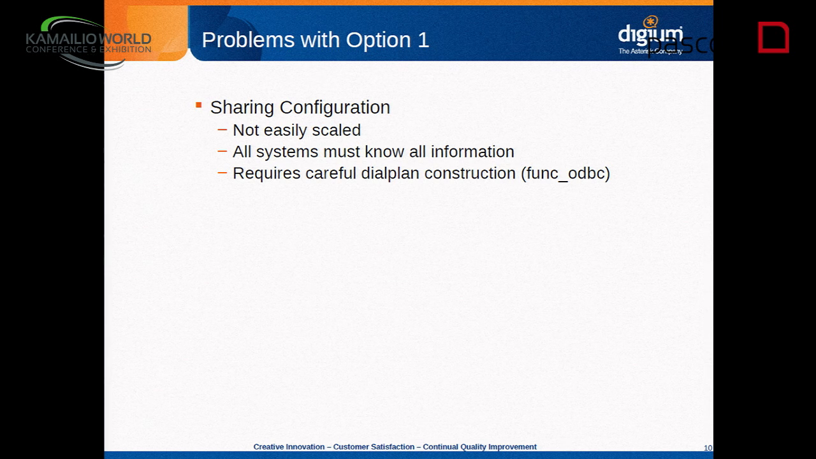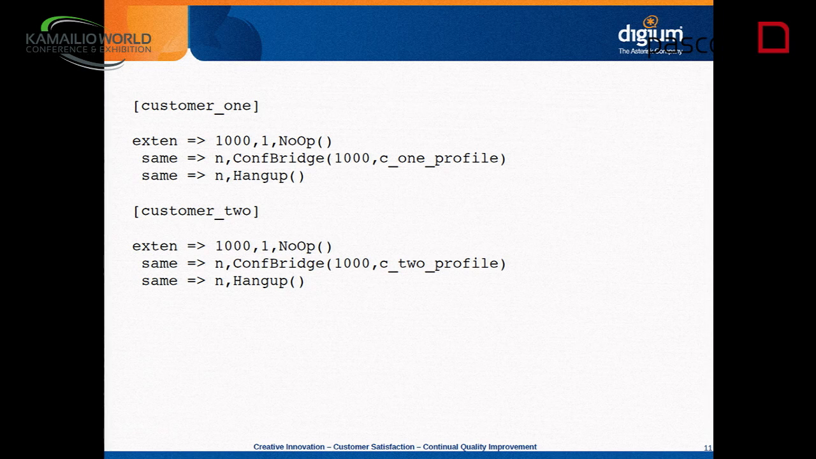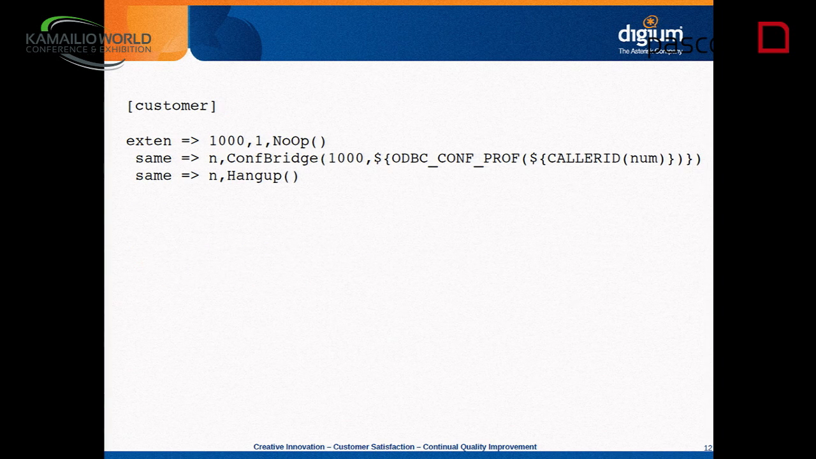One way of working around this is to use func_odbc in Asterisk, and you can do some very careful dial plan construction with it. So if I'm very naive and I'm doing some very terrible dial plan writing where I've got 2 conferences, one for customer 1 and one for customer 2, and they've got their own contexts in the dial plan so that they're logically segmented out, but this customer has their own user profile and this customer has their own user profile that's been configured, and so I've had to separate them out. I can be a little bit smarter with func_odbc, and I can coalesce all those applications down into one single context, and then do a database lookup based on something about the call that came in.